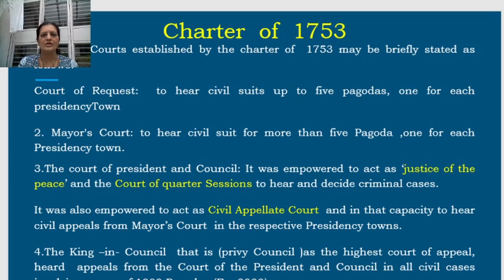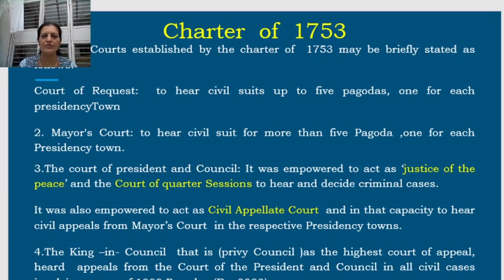Thus, the courts which were established by the Charter of 1753 may be summed up as follows. The first one was the Court of Request. It was to hear civil suits up to 5 pagodas, and one was established for each presidency town by the charter. Second, the Mayor's Court. It was to hear civil suits for more than 5 pagodas, one for each presidency town.